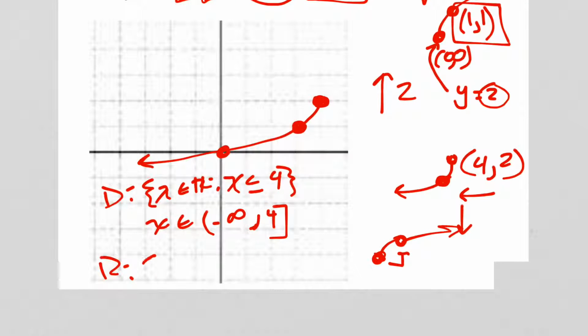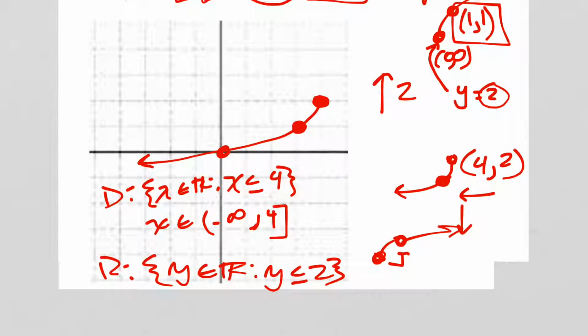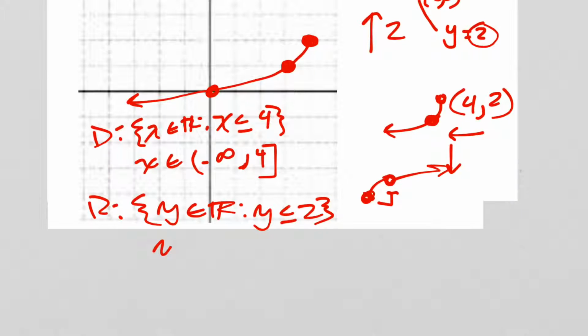That's weird. Range. Let's do the range. Okay, what is my range? Well, curly brace. y is an element of the set of all real numbers such that the y values are less than or equal to positive 2. Y is an element of this interval starting at negative infinity, going up to positive 2.